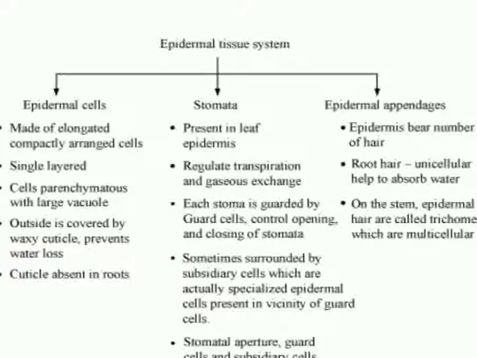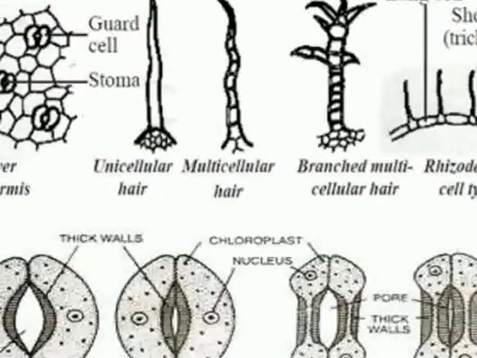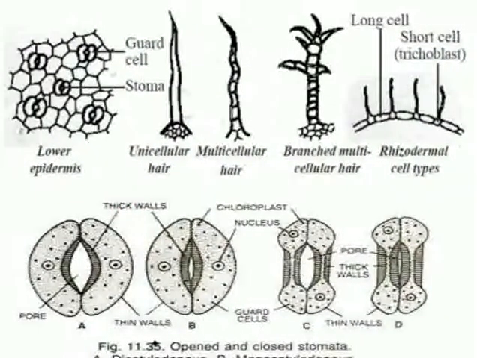The next is the stomata. The stomata are the structures present in the epidermis of the leaves. Stomata regulate the process of transpiration and gaseous exchange because they have the capacity of opening and closing at different times and different requirements of the plant body.